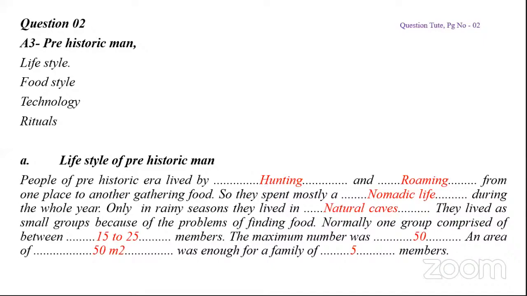All these things we have discussed. Normally, one group comprised between 15 to 25 members. The maximum number was 50. An area of 50 square meters was enough for a family of 5 members. Now see, using that communal life, we have made a paragraph here. This paragraph includes all the information given in the short note.